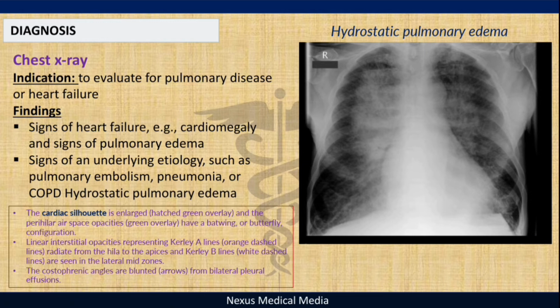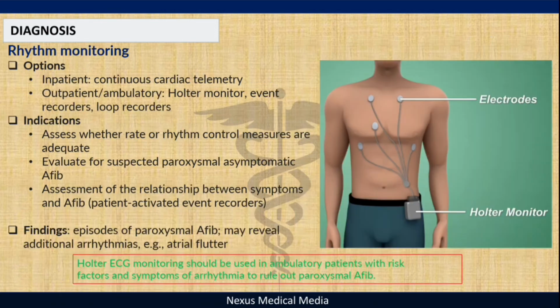So here you can actually see the cardiac silhouette, right? The cardiac silhouette is enlarged. And there are other things you can identify here. I'm not going through everything, right? So you can pause and read through this and understand.